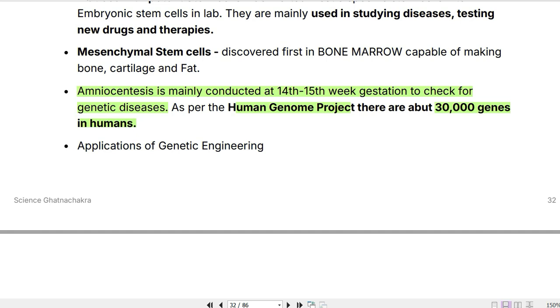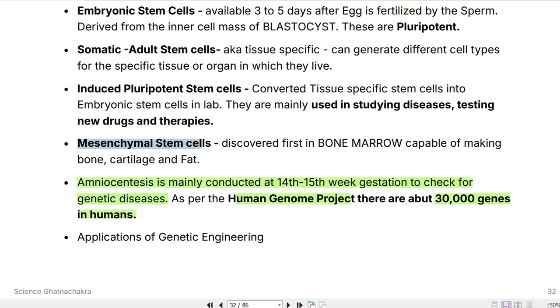Then the Human Genome Project concluded that there are about 30,000 genes in human beings. Now, mesenchymal stem cells, these were discovered first in the bone marrow, capable of making bone, cartilage, and fat. So mesenchymal stem cells, they are derived from the bone marrow, right?